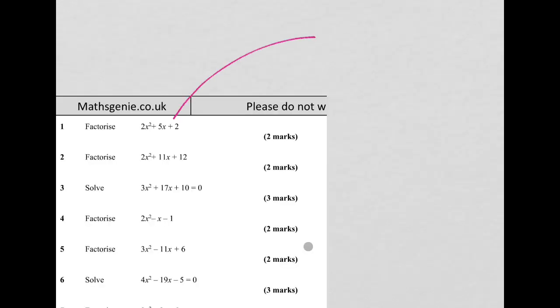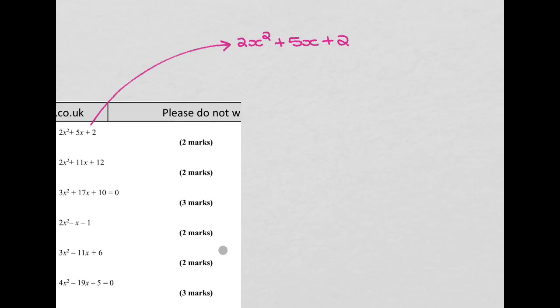We're going to take this one, and I want you to write it out. You have 2x squared plus 5x plus 2. The first thing I want you to do is multiply the first term and the last term together. So in other words, the 2 and the 2, just the numbers. So you're going to say 2 times 2 and you get 4.